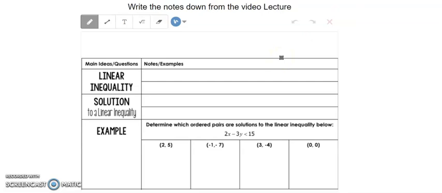Alright, so it says write the notes down from the video lecture. I'm on slide 2. I suggest that you use the text feature in order to type. So let's go ahead and type some notes out.